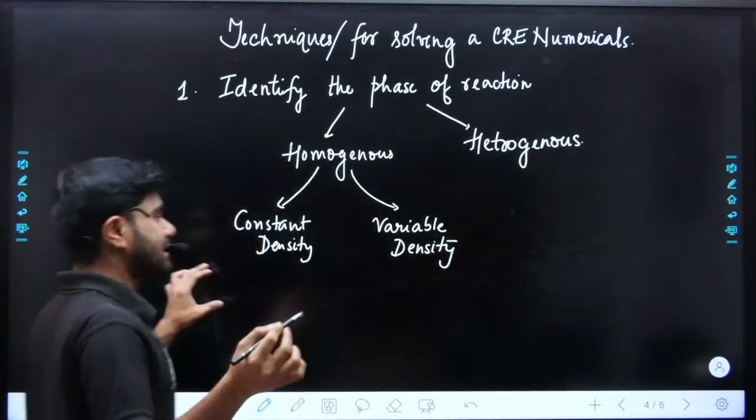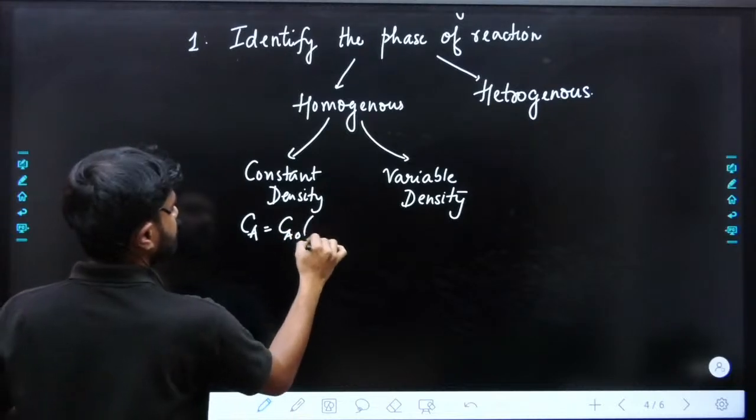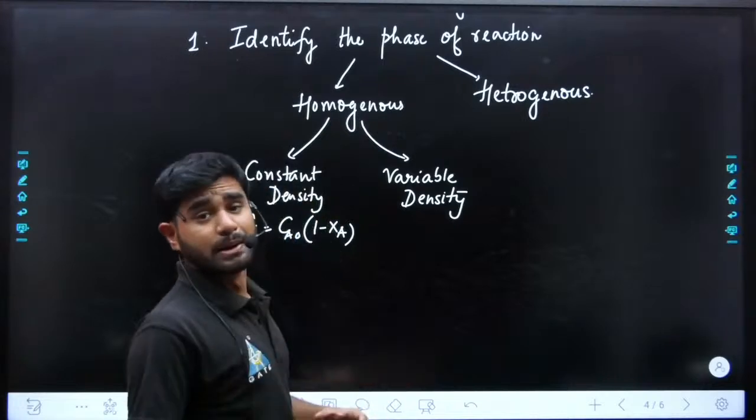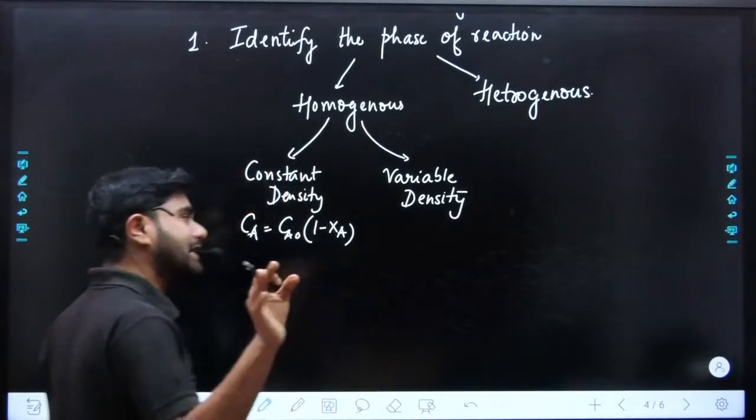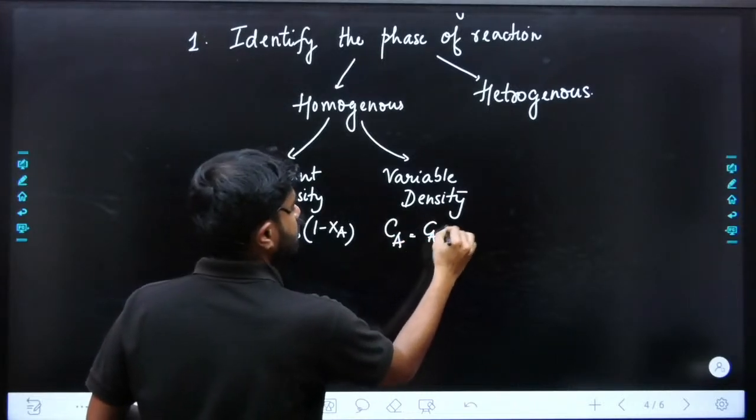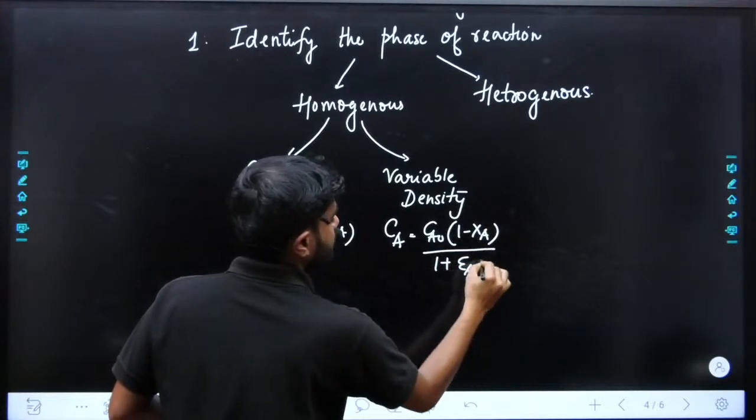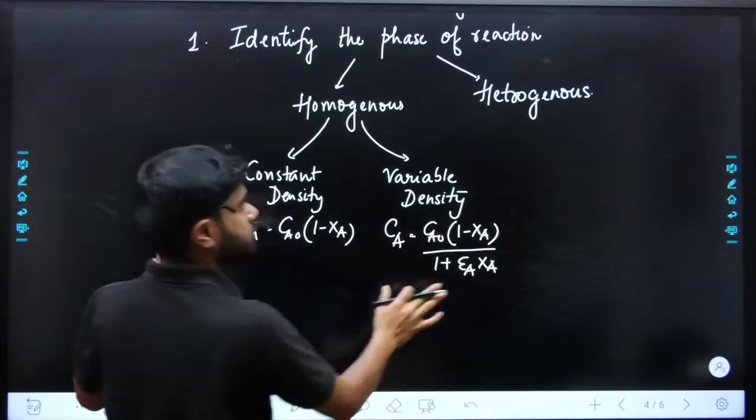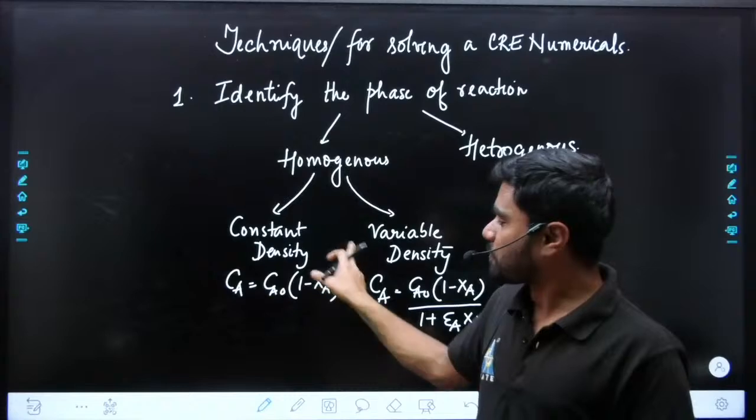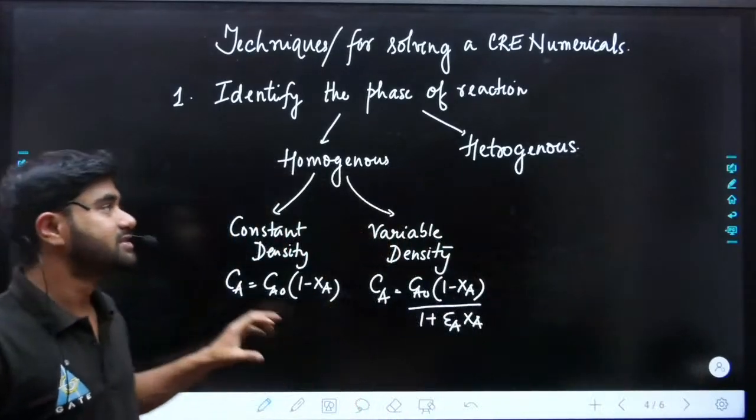Now I just write in terms of concentration. When we talk about the variable density system, because the reaction mixture may expand or contract, or it may remain the same, I write Ca equals Ca naught times (1 minus Xa) by (1 plus epsilon A Xa). You usually write in this notation. I'm not talking about the expression here. We are just concerned with the technique.